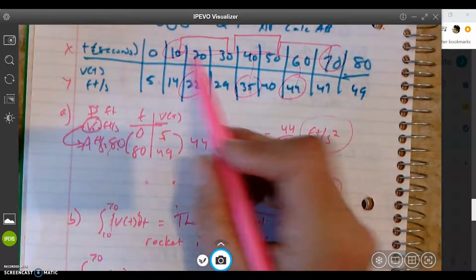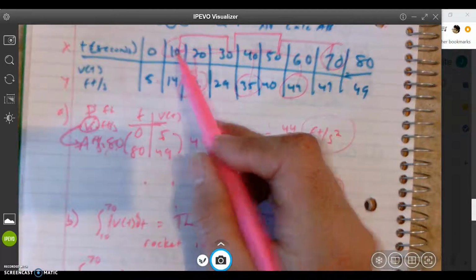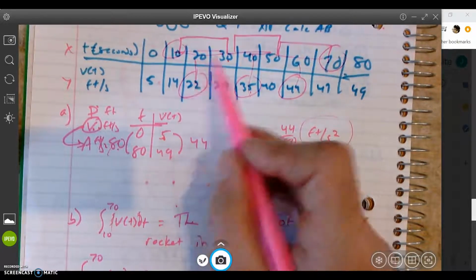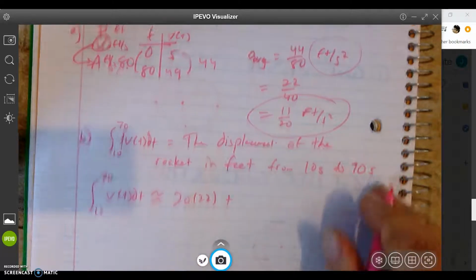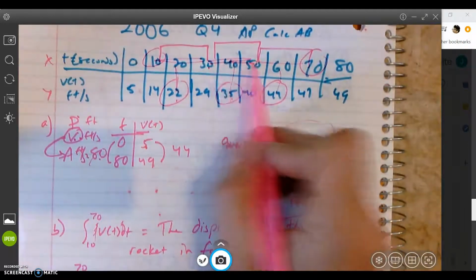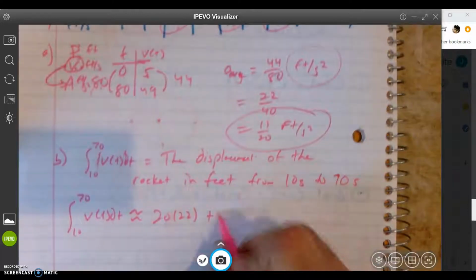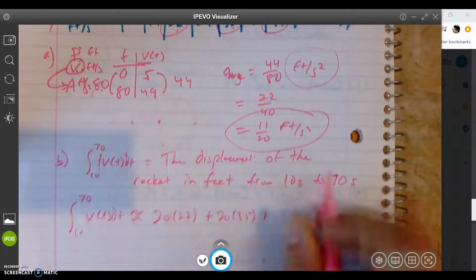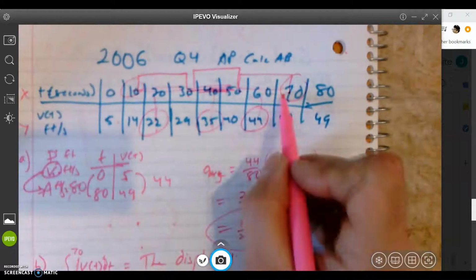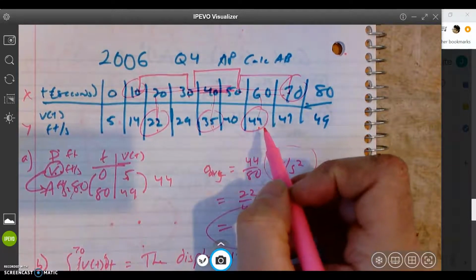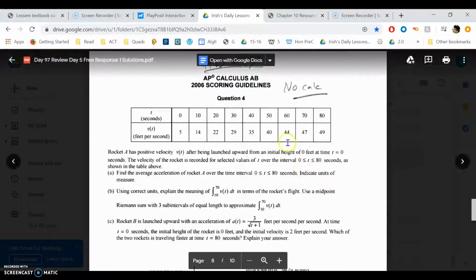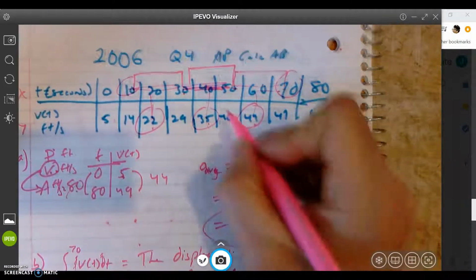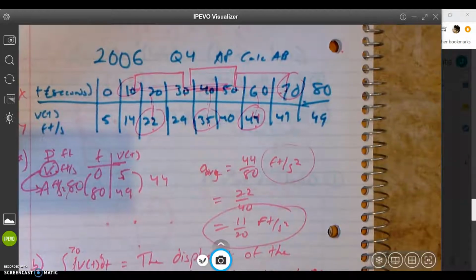So the first rectangle is going to be 20 is the base and 22 is the height. So 20 times 22, plus 20 times 35, plus, from 50 to 70 is 20, and this is 44, I think. Did I write that down right? Let's double check. Sometimes my handwriting is jacked up. 44, yeah, cool. All right, so this is 44. So it's 20 times 44.